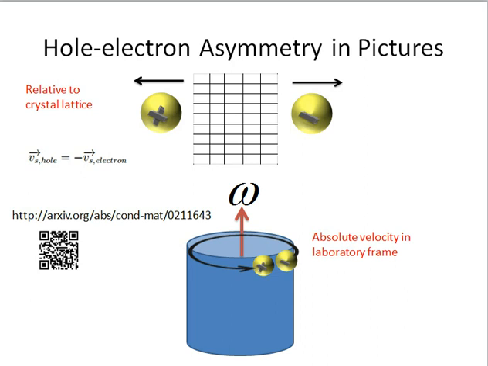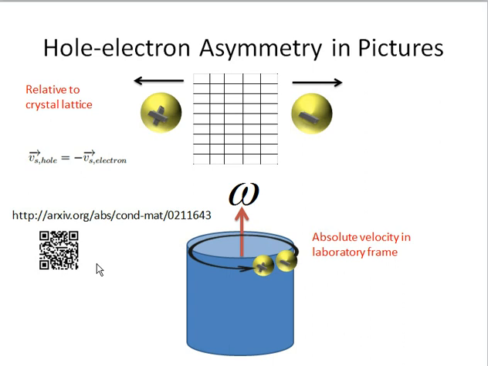In Hirsch's papers, he talks a lot about something he calls the hole-electron asymmetry in condensed matter. And he has one paper, which has a link here, or you can link to it on your phone there, where he actually qualitatively describes in a pretty nice way what he means by the hole-electron asymmetry of condensed matter.